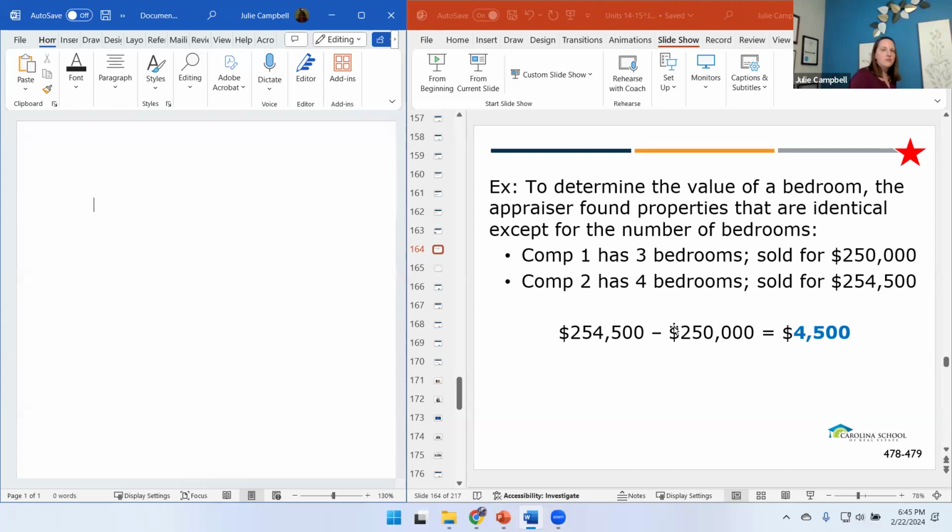So when the appraiser's out doing their thing, they're studying the neighborhood, they're studying the market, they're studying the property, they're also studying the comps to help them determine what those values are.